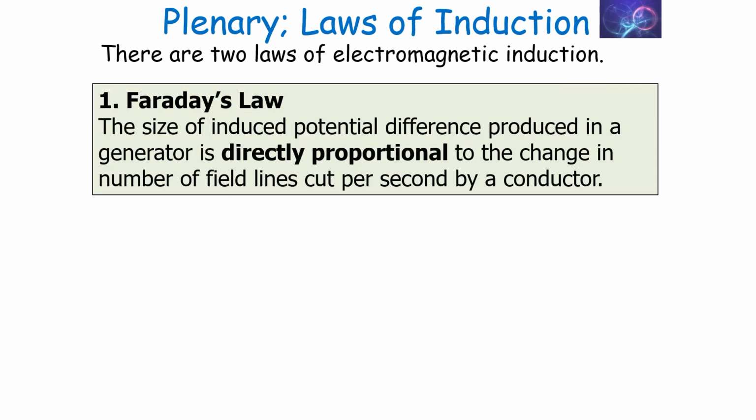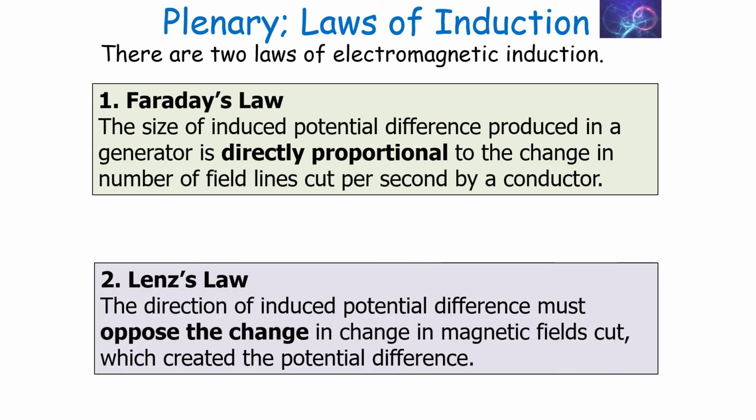So there are two laws of electromagnetic induction. There is Faraday's law, which is that the size of the induced potential difference produced in a generator is directly proportional to the change in the number of field lines cut per second by a conductor. And there's a second important law, that the direction of the induced potential difference produced must oppose the change in the magnetic field cut which created the potential difference. So if you create a potential difference and therefore a current by making a magnet fall downwards, you will have a current produced upwards. So it's important to note that you always get a repulsive magnetic field in your conductor that is being produced via electromagnetic induction.